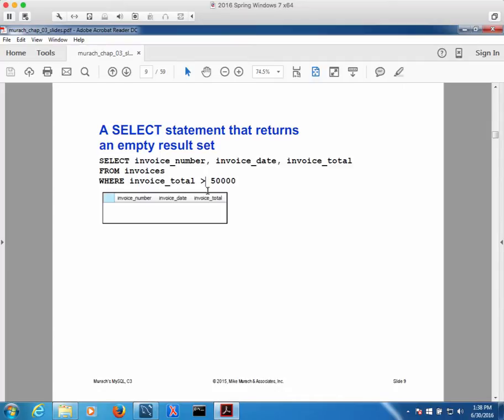Okay? So that's what happens when you make a query that's very restrictive. Now that could be what we want to know. I mean, we might want to know, do we have any invoices over 50,000? And we find out that we don't have any. That's probably happy information for us. So there's no failure in the result here, but the result is an empty result table.